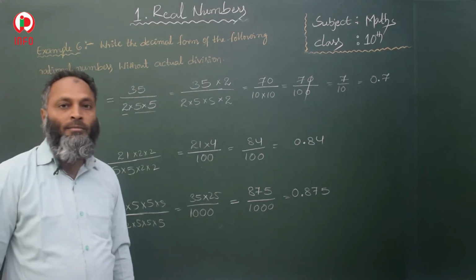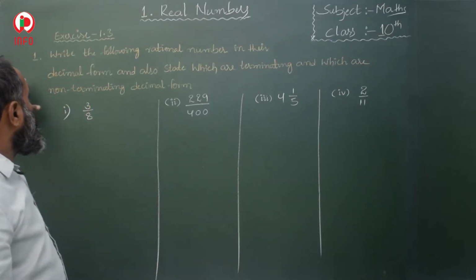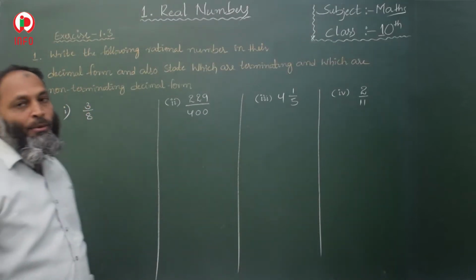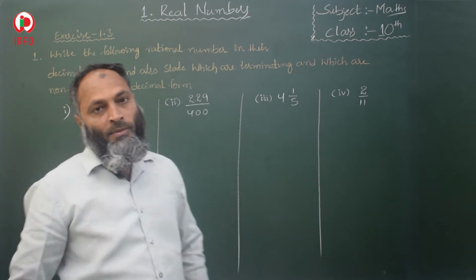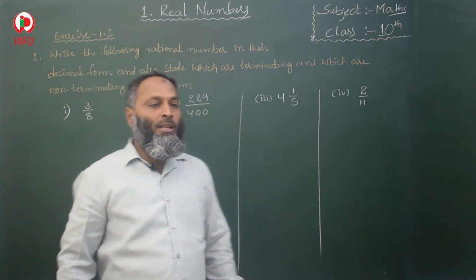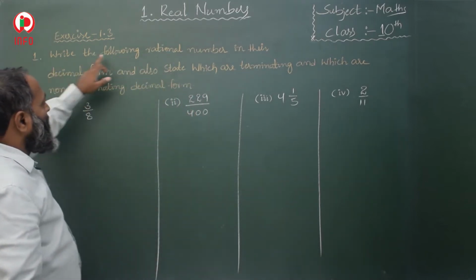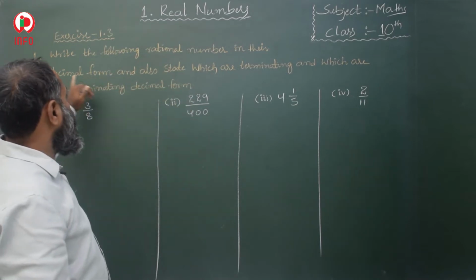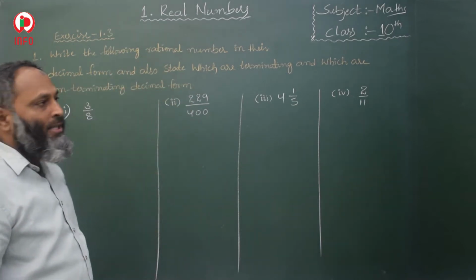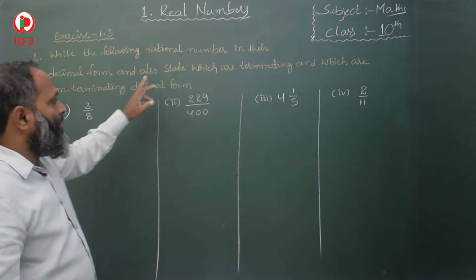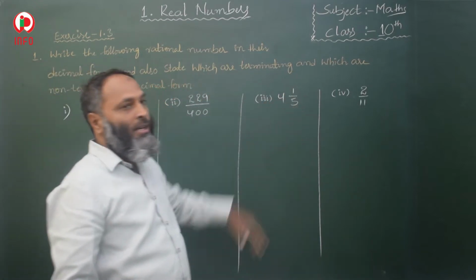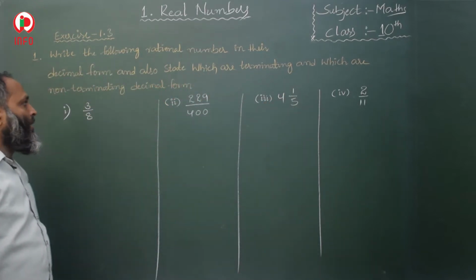Okay, now students, see here. The first question in Exercise 1.3. Our first question is: write the following rational numbers in their decimal form, and also state which are terminating and which are non-terminating decimals.